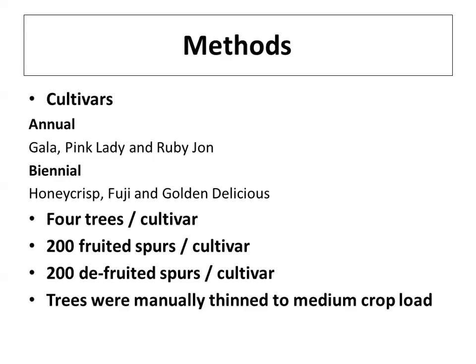For the methods, we picked 6 different cultivars, 3 annual and 3 biennial: Gala, Pink Lady, and Ruby Joan, with Honeycrisp, Fuji, and Golden Delicious. 4 trees per cultivar, 200 fruited spurs and 200 defruited spurs. Trees were manually thinned to medium crop load. All of these spurs were tagged with durable numbered tags, so we can track them through the growing season.